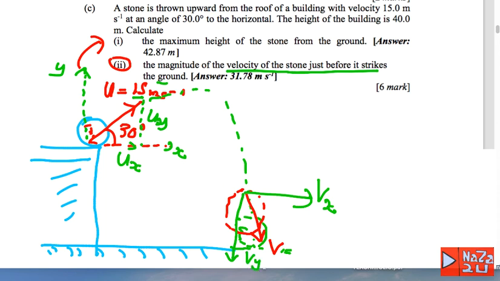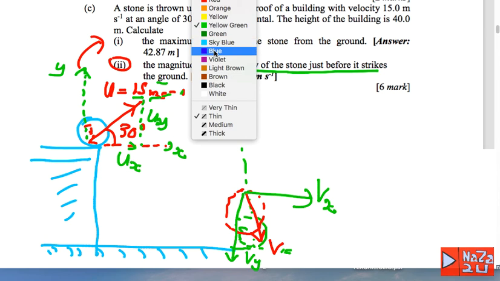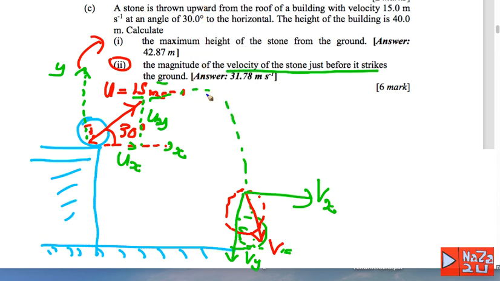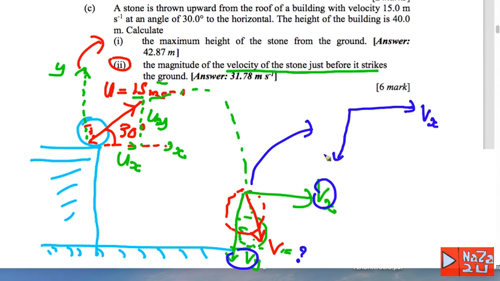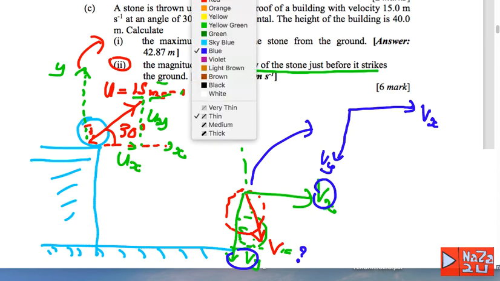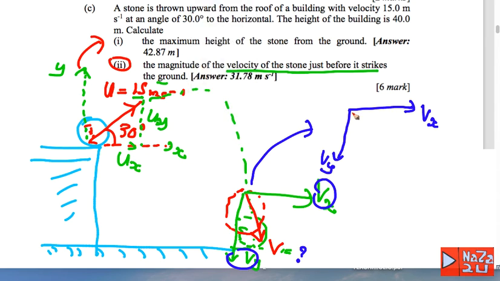Vy here. So now the equation asks you to calculate the magnitude of the velocity. So what is the velocity here? If you refer to the situation here, we have vx, we have vy. I draw here: first you have a vx, and second a vy, and this is the real v. You want to calculate v just before it touches the ground surface.